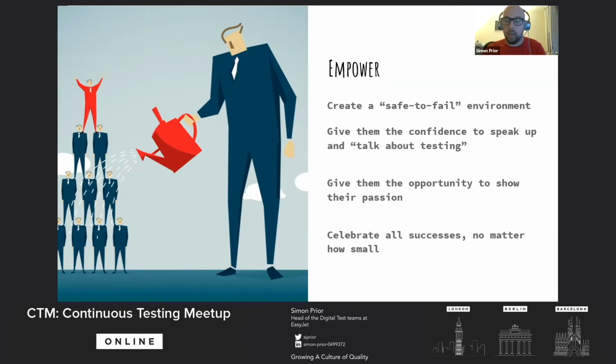It was okay to try, attempt something and have it fail, and not feel they'd be punished for wasting time because they never got anywhere with it. I tried to give them confidence to speak up and talk at any opportunity about testing, giving them the opportunity to really grow that passion and show what they really care about, and celebrate all the successes we did, no matter how small they were, whether it was just the fact we had a successful team meeting where we'd actually agreed something, or whether it had been something much larger than that.